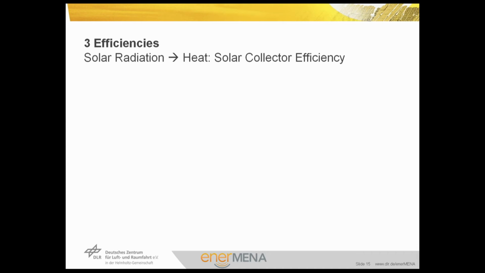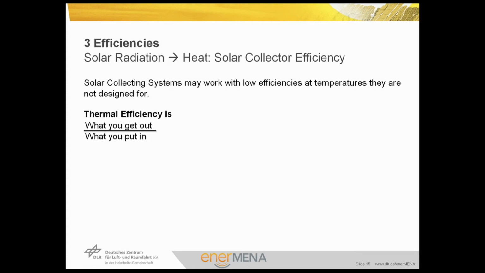Let's come to the next section of this lecture. Why do we have different concentrating technologies? Which technology is best for a specific purpose? In the first step, we have to convert solar radiation into heat. So solar collecting systems may work with low efficiencies at temperatures they are not designed for. The thermal efficiency is defined as the ratio of what you get out and what you put in. The solar thermal efficiency hence is defined as the heat flow we get out and the solar radiative flow.